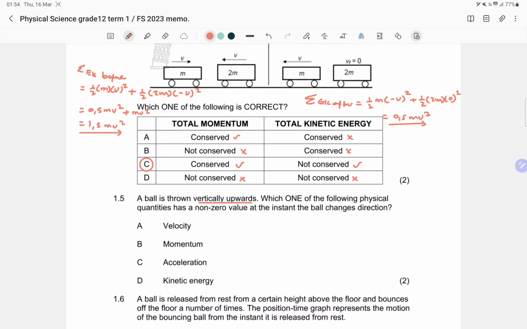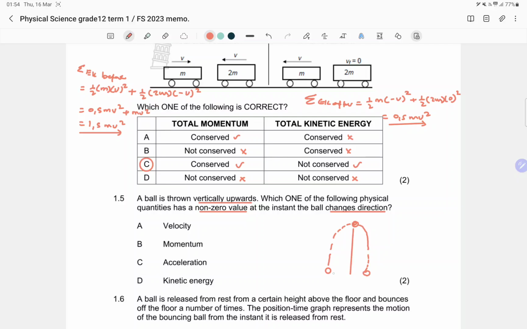Which one of the following physical quantities is non-zero value at the instant the ball changes direction? That is at the maximum height. Okay, so we've got our ball here. All right, and then we're projecting it upward, so it's going to reach the maximum height and then come back to the same position.